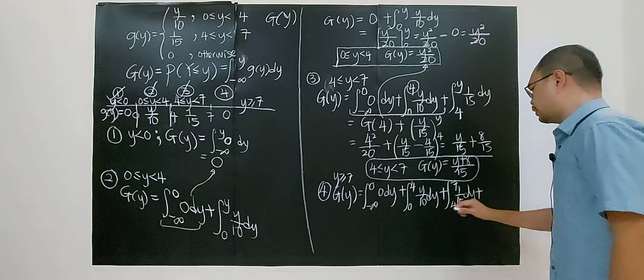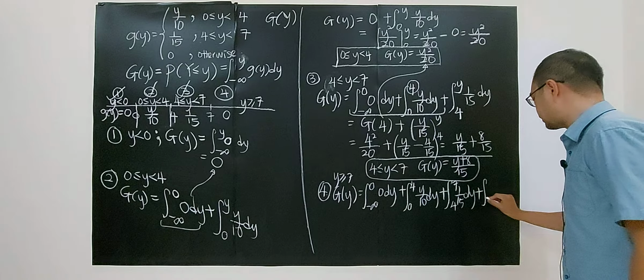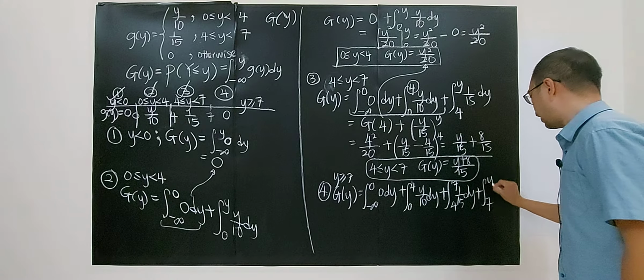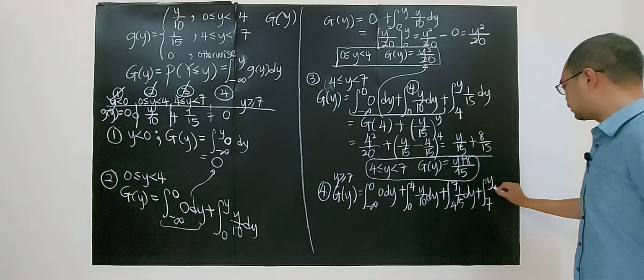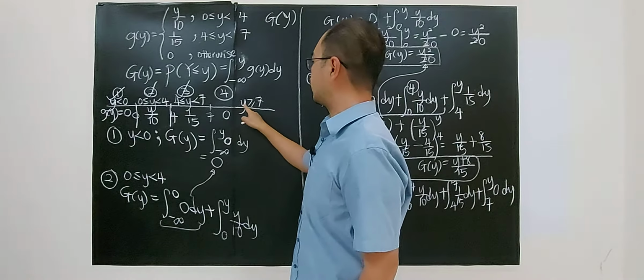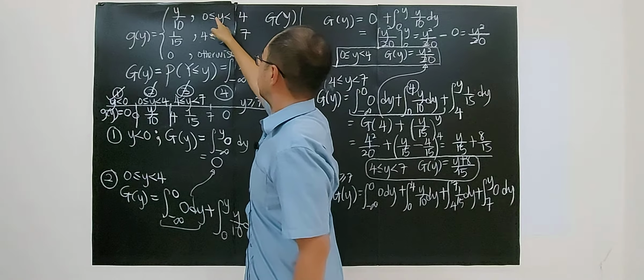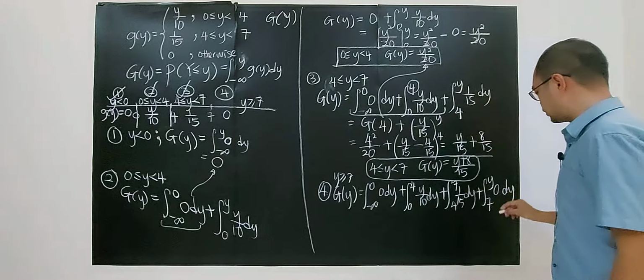And lastly, the fourth interval means you will add up 4 integrals. So the last one should start with 7 up to y, right? 7 up to y. So this time it is 0 dy, right? For y greater or equal 7, which is otherwise, the g(y) will be 0, your density function is 0.